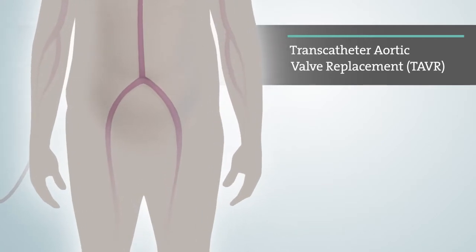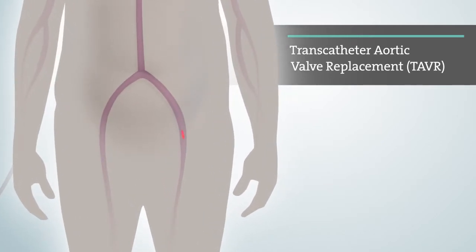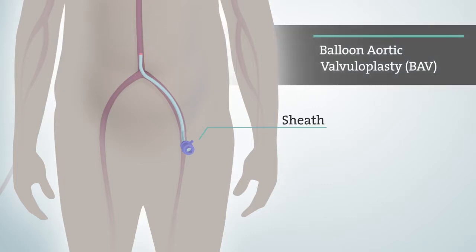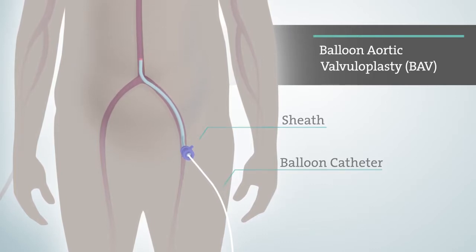Once under anesthesia, a small incision will be made in your leg, where your doctor will insert a short hollow tube called a sheath into your femoral artery. Sometimes, as a first step during the TAVR procedure, balloon aortic valvuloplasty, also known as BAV, is performed in order to open your narrowed calcified valve.